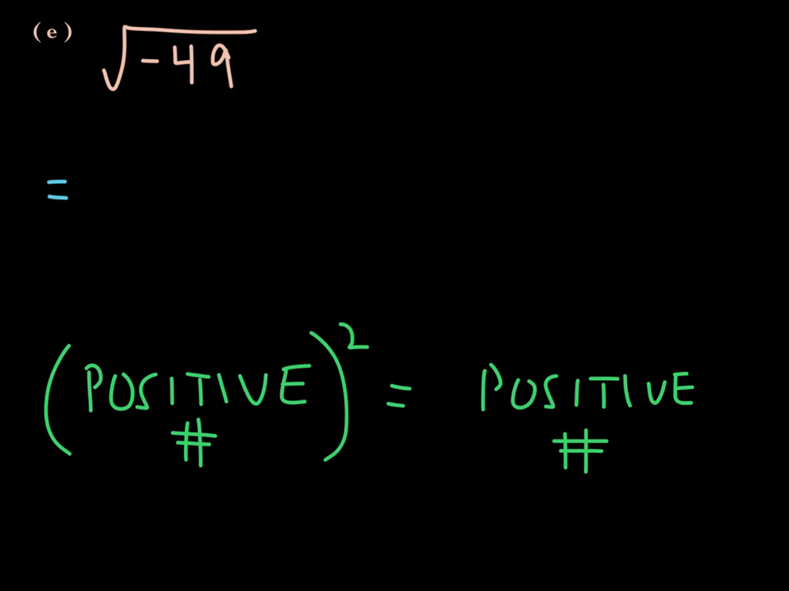So it's impossible to find a positive real number square root for negative 49, because once again, when I square it, it's going to become a positive answer. So it's impossible to get negative 49 when we're talking about real numbers. So we're going to say this is not a real number. Not a real number. That's your answer. This is not a real number.